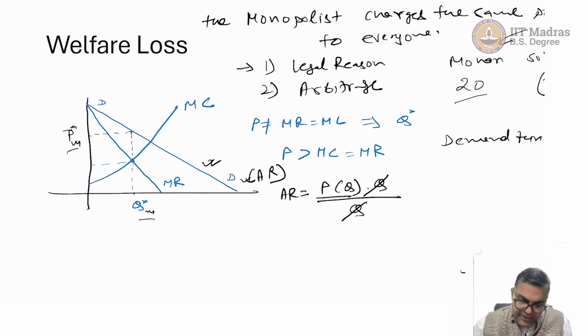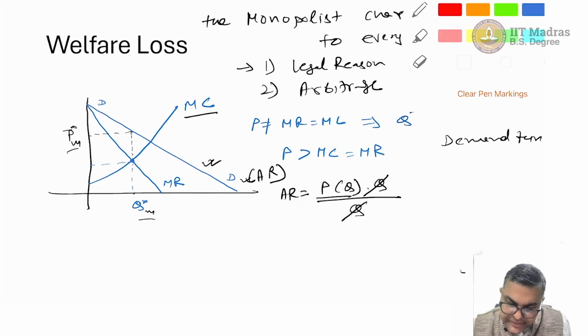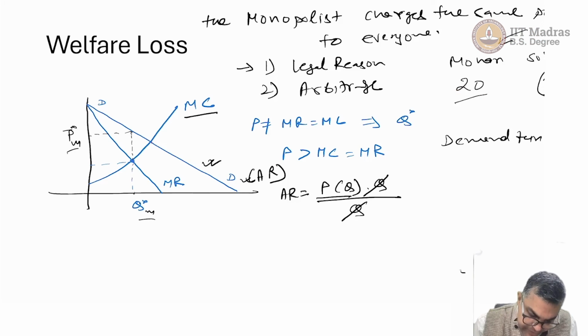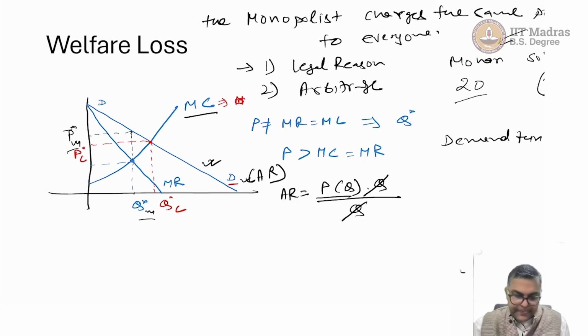Let us try to understand that if there were identical firms in the market, everyone had the same MC, how many units would be bought and sold in the market? Here is Q star C. The upward sloping MC curve gives us the supply function, and this is the demand function. So P star C is going to be the perfectly competitive equilibrium.